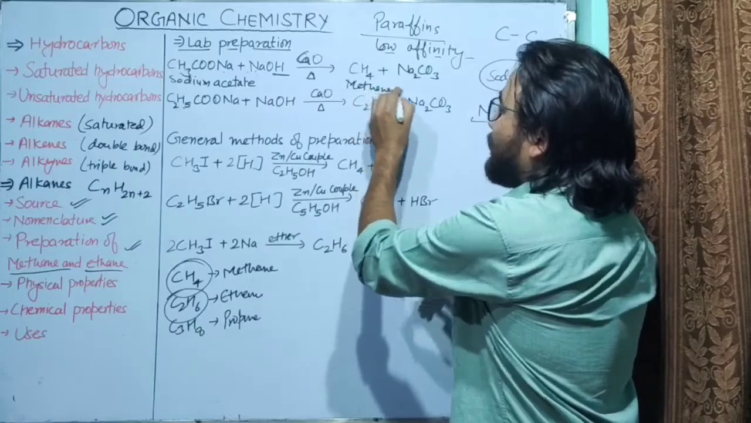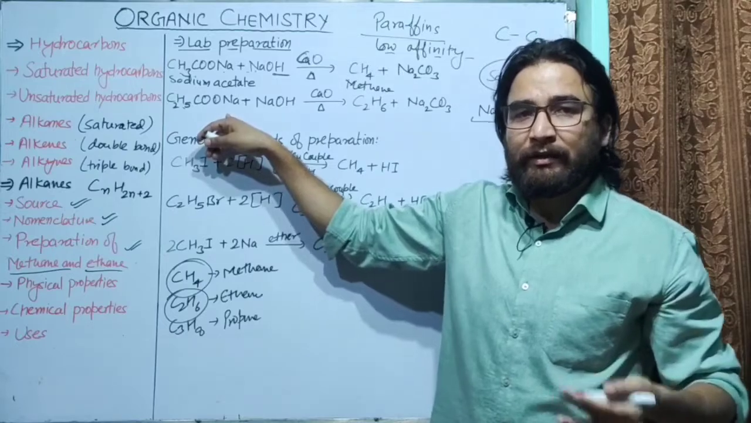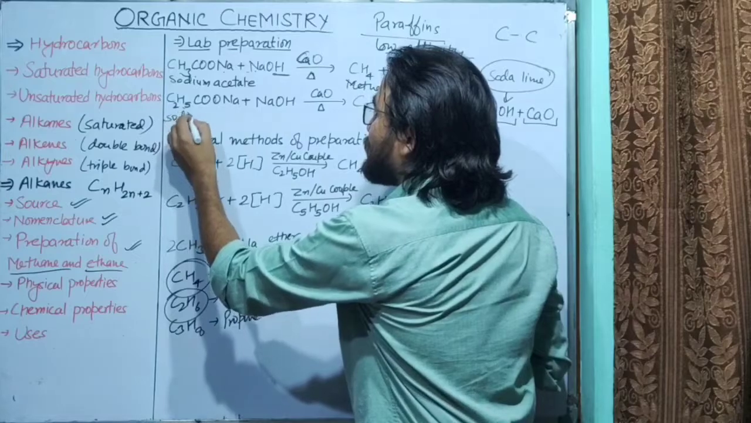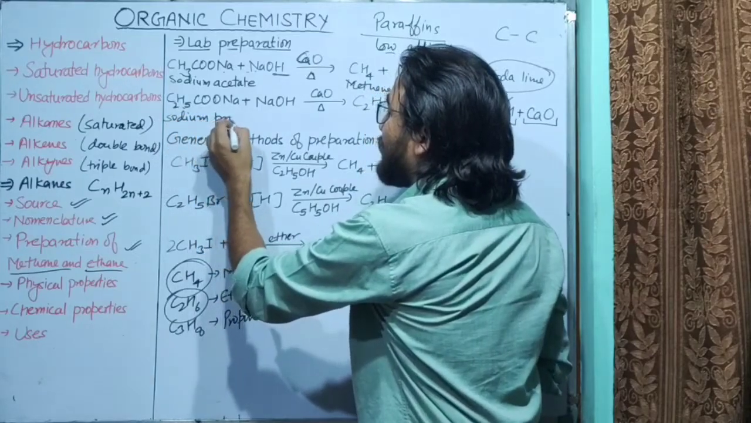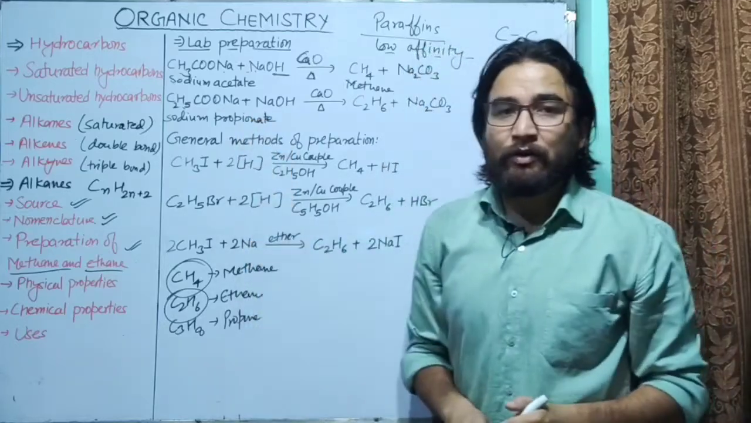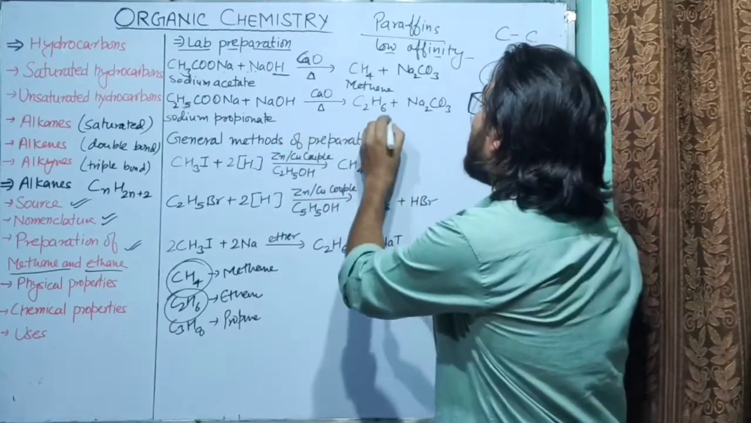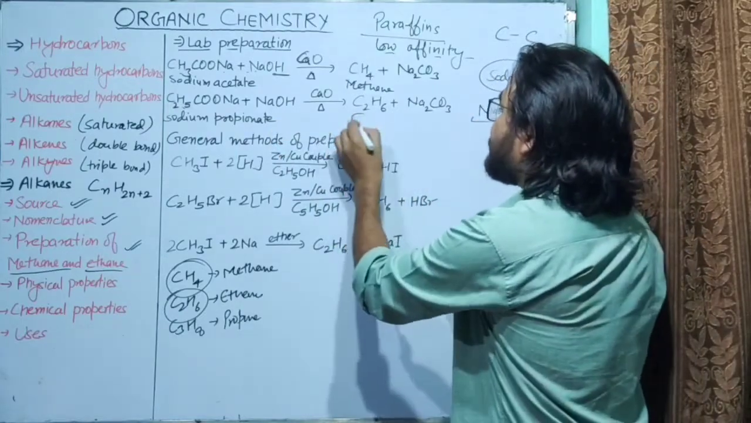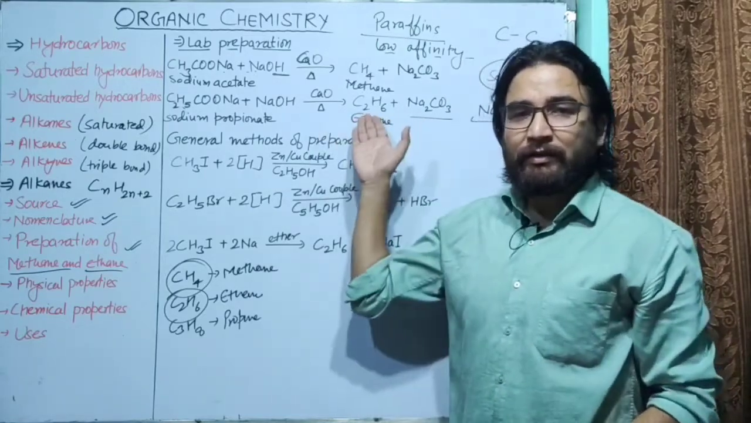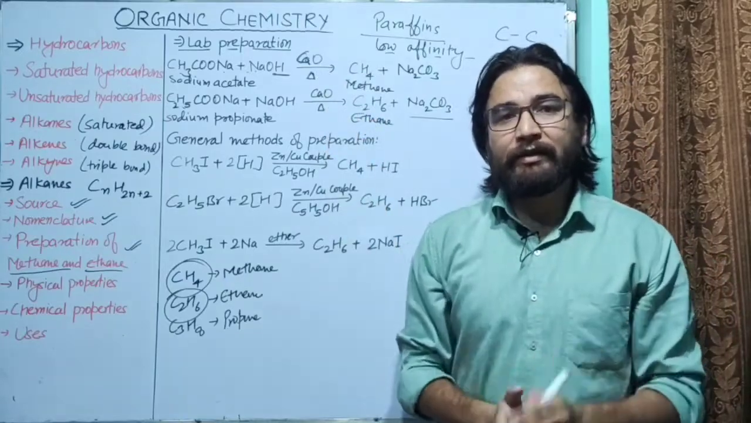Now if we want to form ethane by laboratory method, what will we use instead of sodium acetate? We will use sodium propionate. So sodium propionate is again treated with soda lime, and what will we get? We will get ethane along with sodium carbonate in the same way. So this is how we can prepare methane and ethane in laboratory.